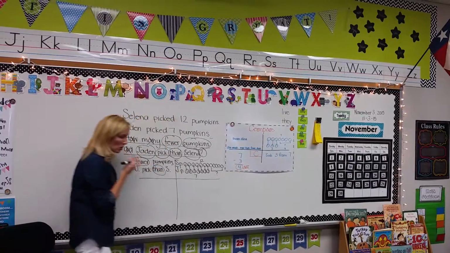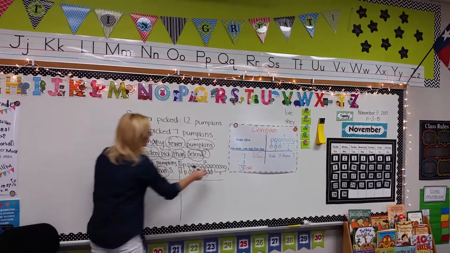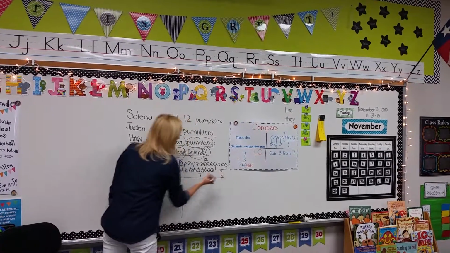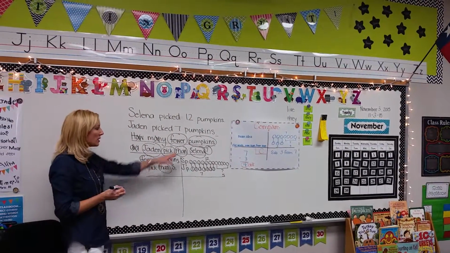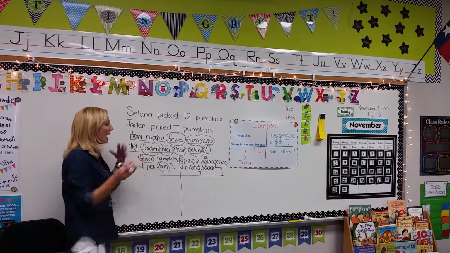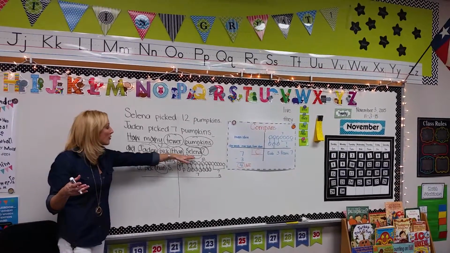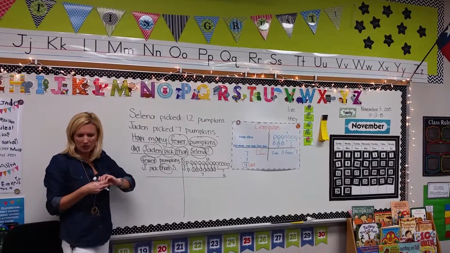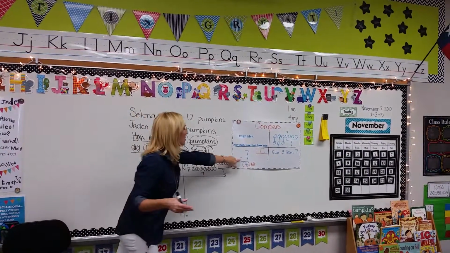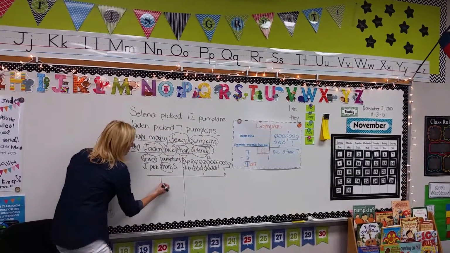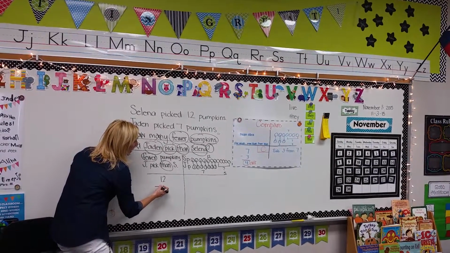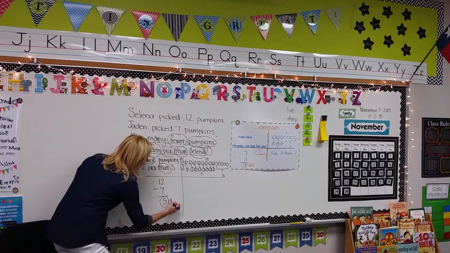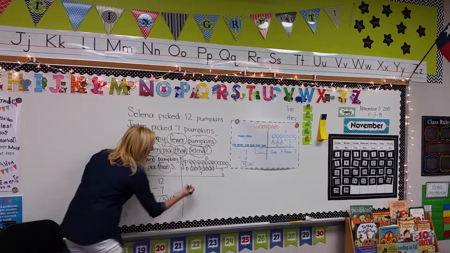What's left? How many circles are left? 1, 2, 3, 4, 5. 5 is our answer. We need a number sentence to match our model drawing. How do we get to 5 from 12 and 7? We can't add them together. We would get 19. So what do we have to do? We have to subtract. 12 subtract 7 equals 5. 5 is the difference. Don't forget to label it.